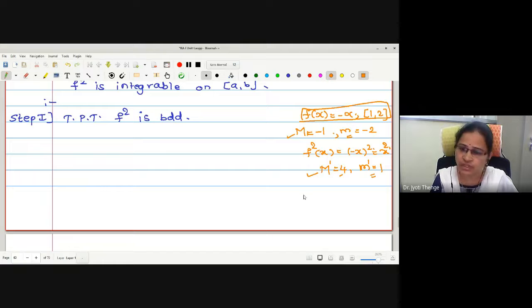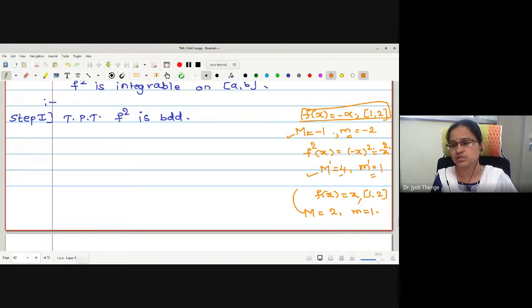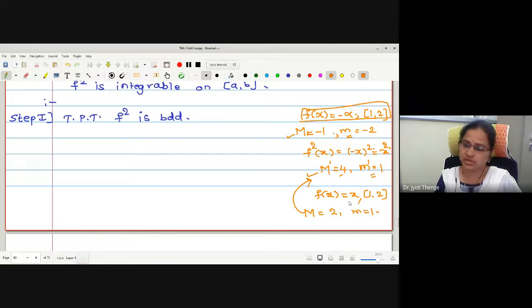Instead of this, if you change the function f of x as x on the same interval 1 to 2, then what is my capital M? 2. Small m is 1. Now you can relate: capital M square is M dash, small m square is small m dash. Therefore, if I want to find the relation between the bounds of the function and its square, then we cannot use the function here. What we have to use?